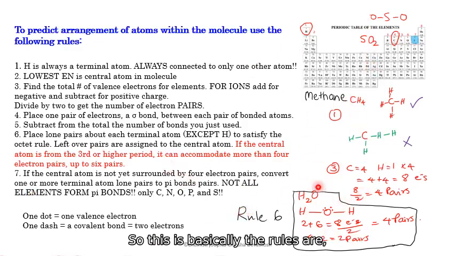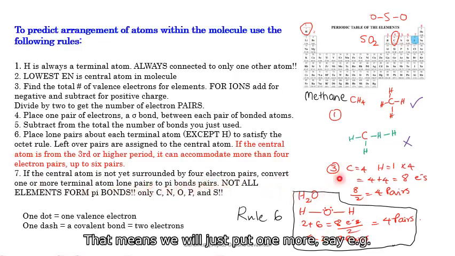So these are basically the rules. And if the central atom is not yet surrounded by 4 electron pairs, convert one or more terminal atom lone pairs to pi bond pairs. That means we will just put one more bond. For example, let me show you.